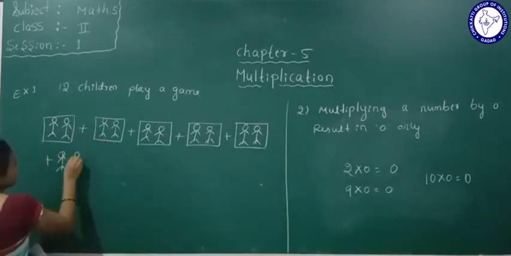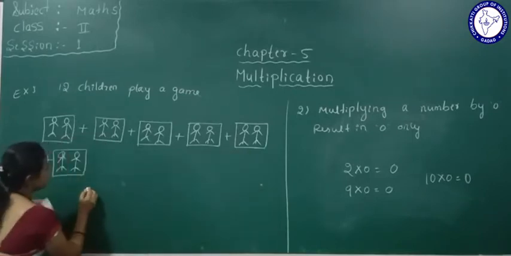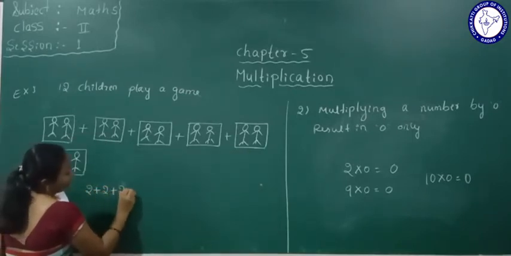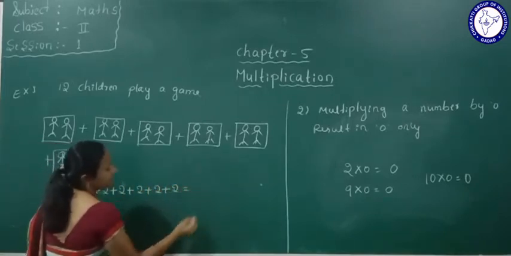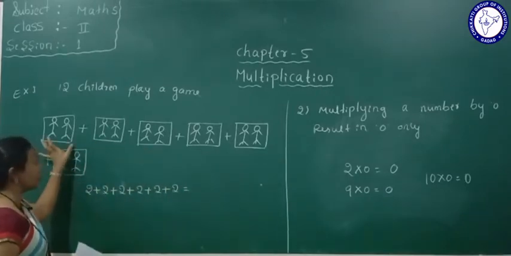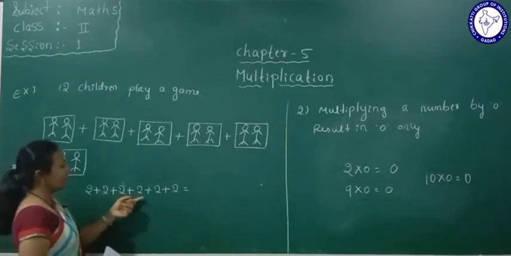2 children. Yes. So how many groups are now here? 1, 2, 3, 4, 5, 6. Okay. How many children? Two in each group. Each means in one group there are 2 members.